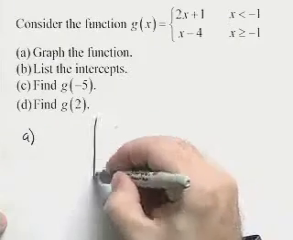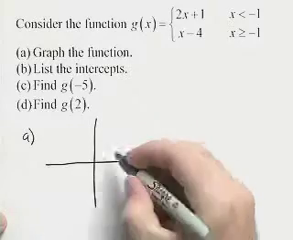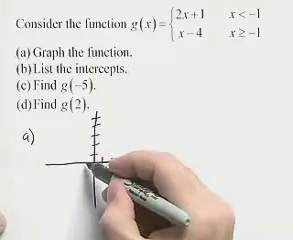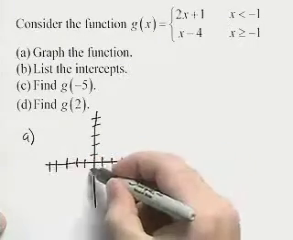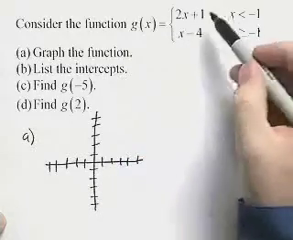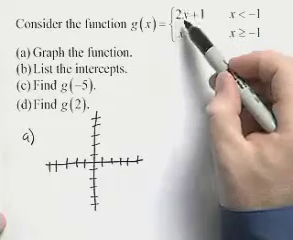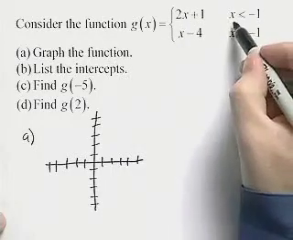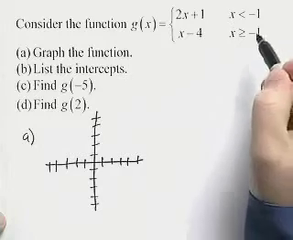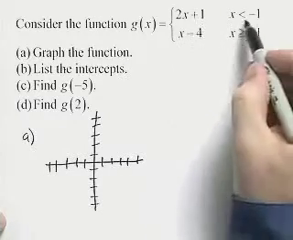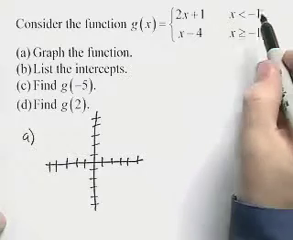We'll make a little grid. And we need to graph this function in pieces, so we'll start with the first piece. We need to graph the linear expression 2x plus 1, and when you do that for values of x that are less than negative 1. We're going to actually start at negative 1, but we know that we're not actually using it, so we're going to use an open circle when we plot that.